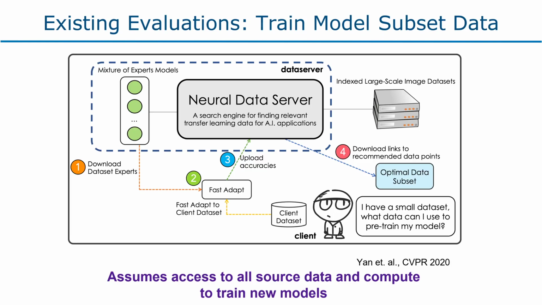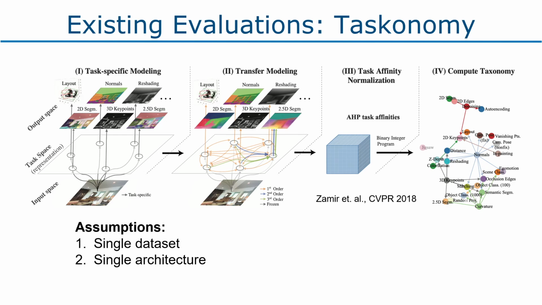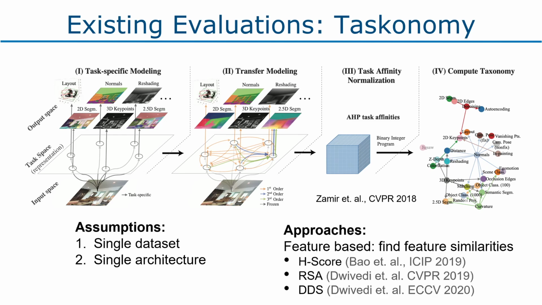For instance, Neural Data Server can recommend extra data, but not models. They also require training from scratch with that data, which can be a huge time sink. Taskonomy can be used to benchmark model selection, but it uses just one architecture and dataset, and thus can only be used to benchmark transfer across tasks.